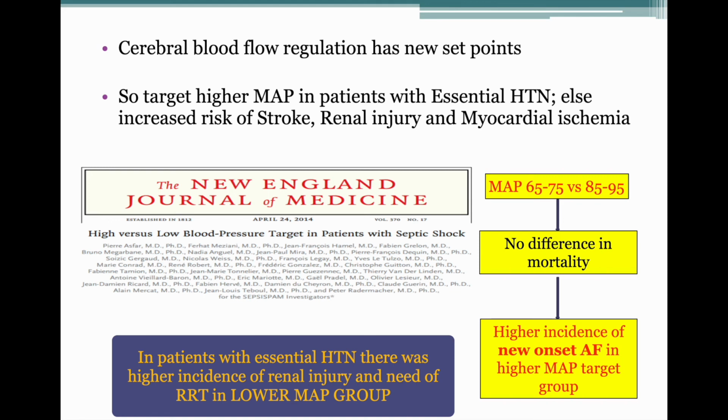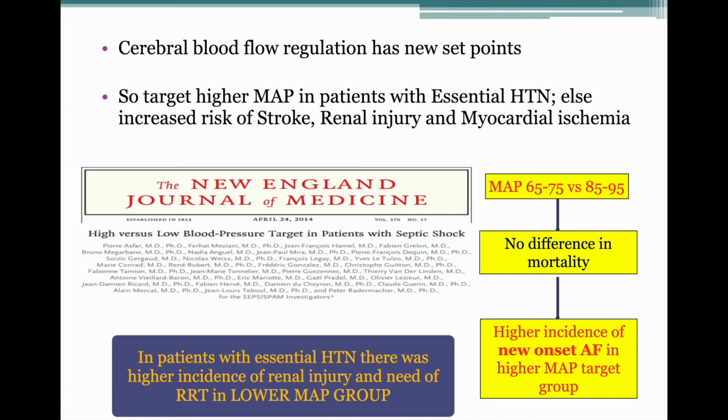There is one study which was published in 2014 in NEJM by the SEPSISPAM investigators. They compared high versus low blood pressure targets in patients with septic shock. So basically they had two groups, and their target MAP in one group was lower, 65 to 75, versus 85 to 95. Eventually, it was seen there was no difference in mortality. However, there was a higher incidence of new onset atrial fibrillation in the higher MAP target group, with the MAP target of 85 to 95. So it was seen that there was no difference in mortality, but adverse effects were higher.